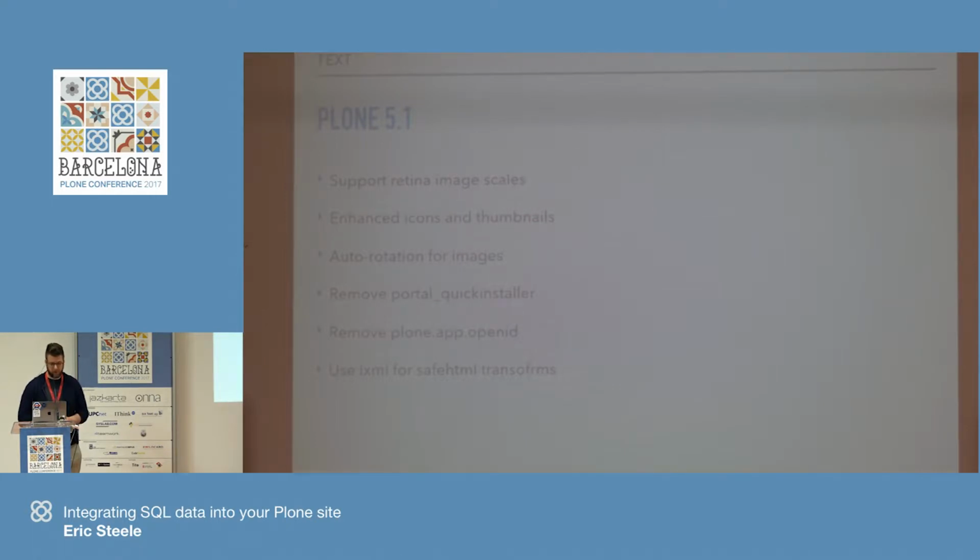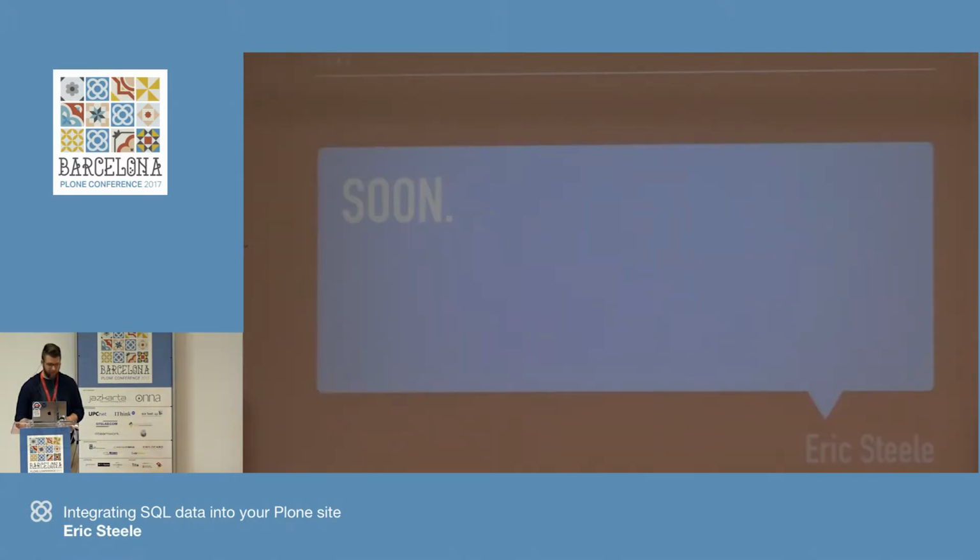And we're doing some cleanup as well, removing Portal Quick Installer, removing plone.app.openid, and replacing Elementtree with lxml for transforms. People keep asking when it's coming out. I'll say soon. Like I said, we're in release candidate 1 now. It's nearly ready. Jens pointed out to me yesterday that we're missing the undo form in Zope, which definitely needs to be fixed because that is a super useful feature.